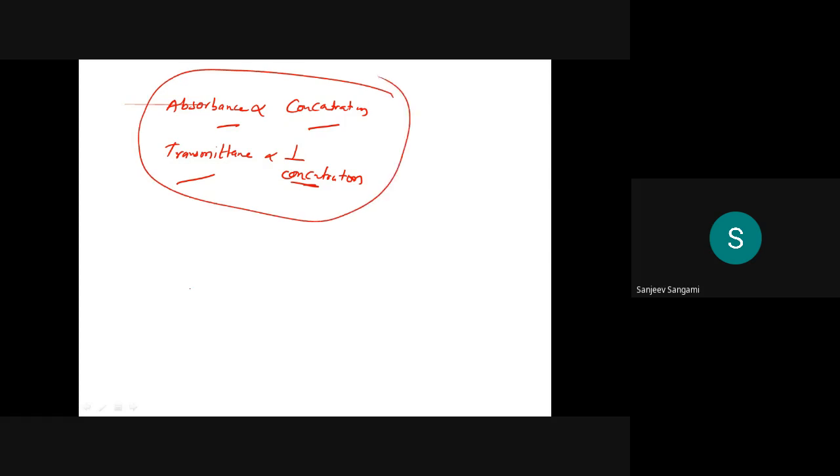So what is this absorbance and all those things? When it comes to the absorbance, again I have to explain what we can call the electromagnetic spectrum.